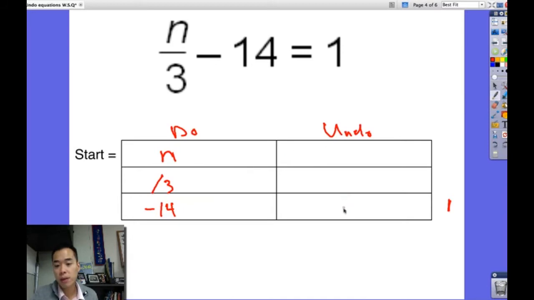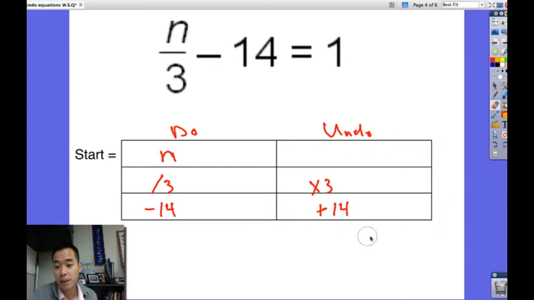So before I even do anything, I'm going to go in and undo it. So the opposite of minus 14 is adding 14. The opposite of dividing by 3 is going to be multiplying by 3. There's nothing to do for n because there is my answer. This is the box I'm looking for.